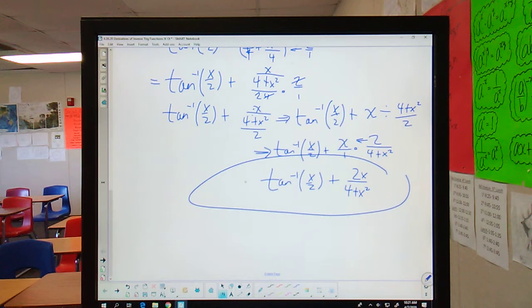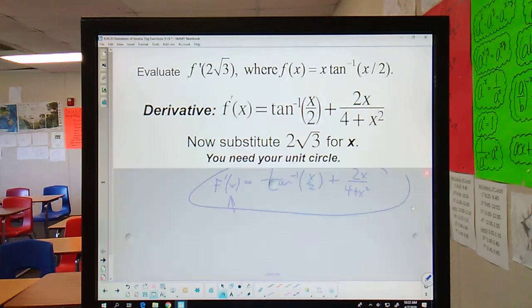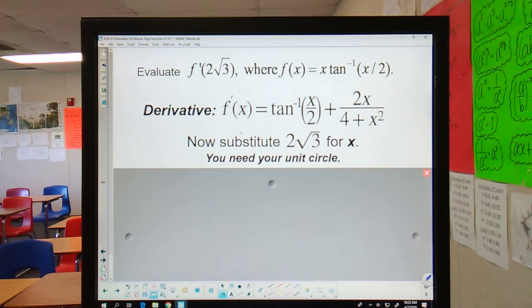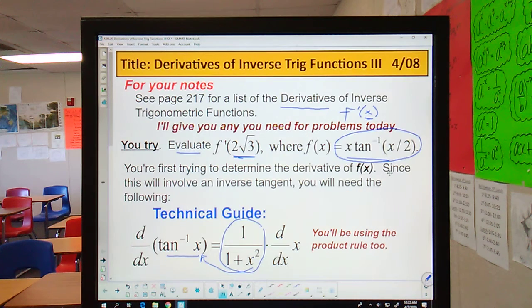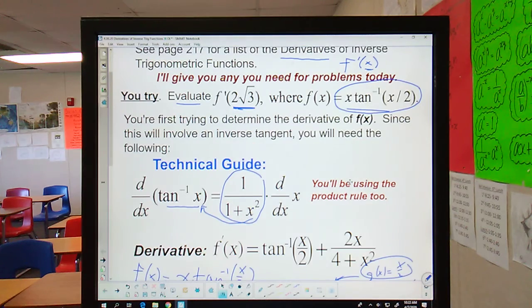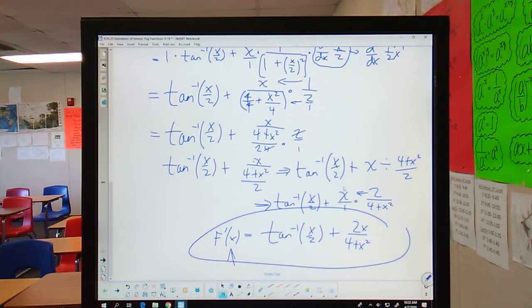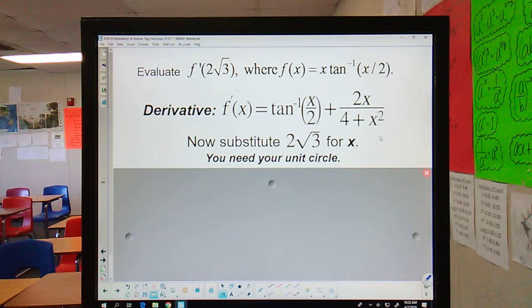Now remember, that's what f prime of x equals. So if you put an x in its place, you can evaluate a derivative, all right? The same formula is on the next page here. So there it is. The derivative of f of x is inverse tangent of x over 2 plus 2x over 4 plus x squared. I just want to see if I had that same answer. Okay, I did.